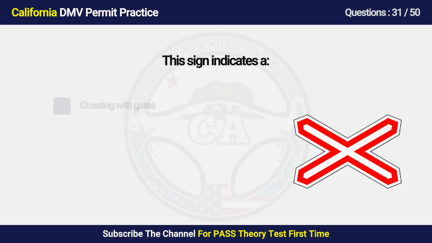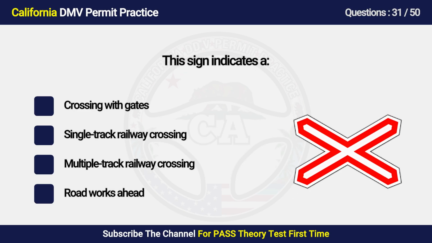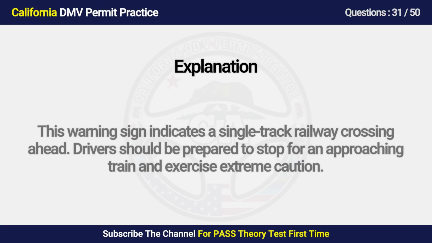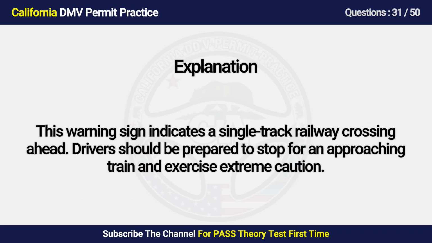Question 31. This sign indicates A. Crossing with gates. B. Railway crossing. C. Railway crossing. D. Road works ahead. Answer is B. Railway crossing. This warning sign indicates a railway crossing ahead. Drivers should be prepared to stop for an approaching train and exercise extreme caution.